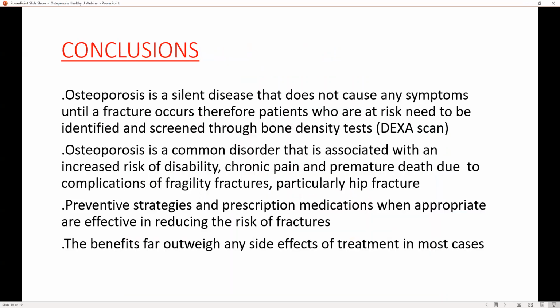In conclusion, osteoporosis is a silent disease that does not cause any symptoms until a fracture occurs. Therefore, patients who are at risk need to be identified and screened through bone density tests or DEXA scan. Osteoporosis is a common disorder that is associated with an increased risk of disability, chronic pain, and premature death due to complications of fragility fractures, particularly hip fractures. Preventive strategies and prescription medications, when appropriate, are effective in reducing the risk of fractures, and the benefits of treatment far outweigh any side effects.